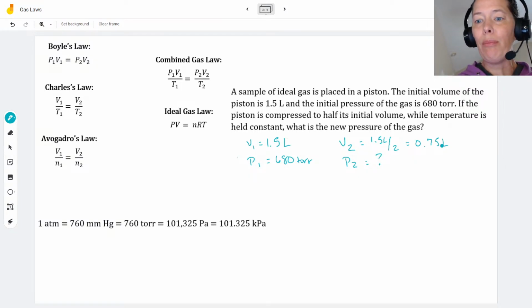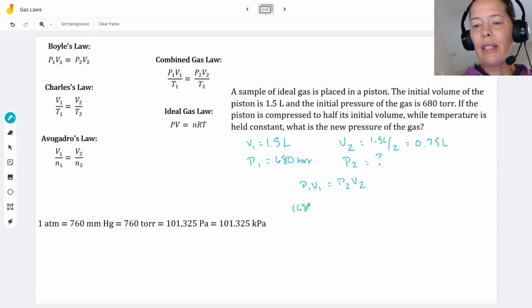Now let's write down Boyle's law. So Boyle's law is simply pressure 1 times volume 1 equals pressure 2 times volume 2, and let's plug our numbers in. So our pressure 1 is 680 torr. Our volume 1 is 1.5 liters.